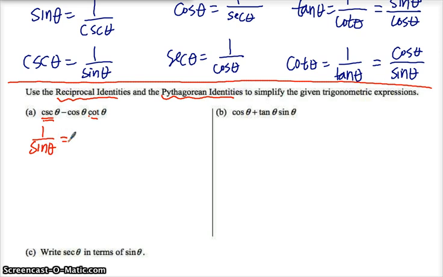Oops, not a minus sign there. And cosine, then I'm going to keep that the same. But then every time you see a cotangent, you might want to switch that into cosine over sine. Right, so I'm replacing cotangent with cosine over sine. I'm replacing cosecant with 1 over sine in order to try the simplification process.